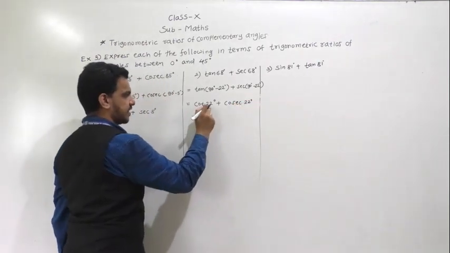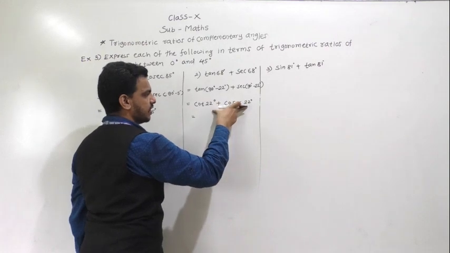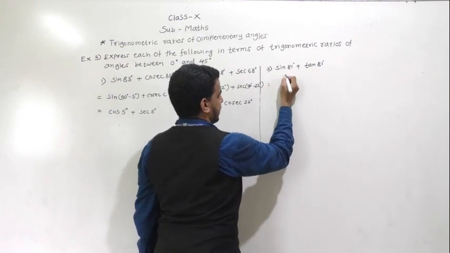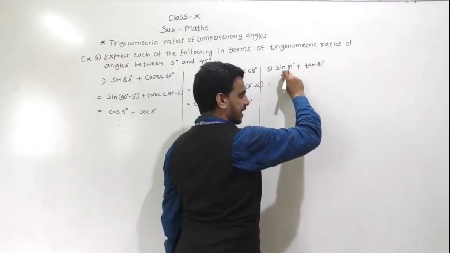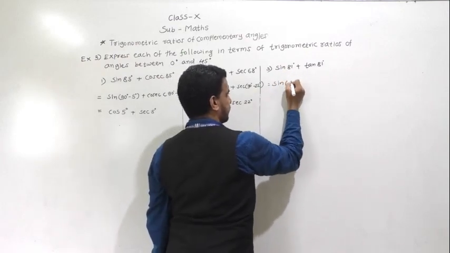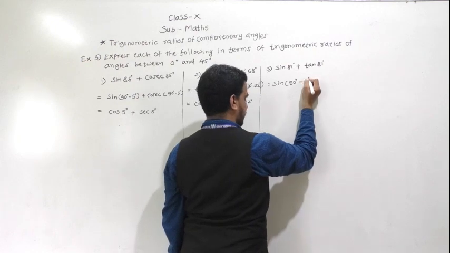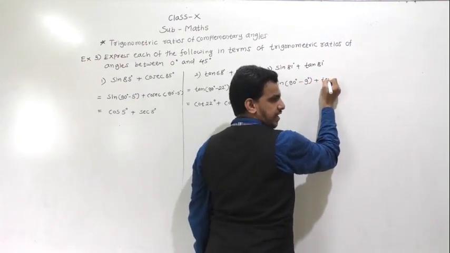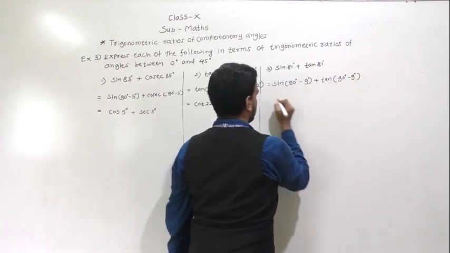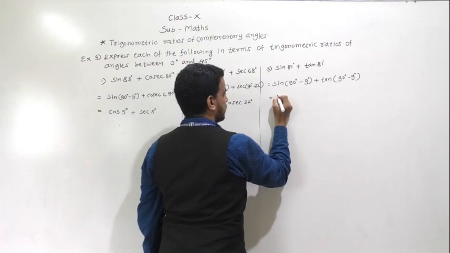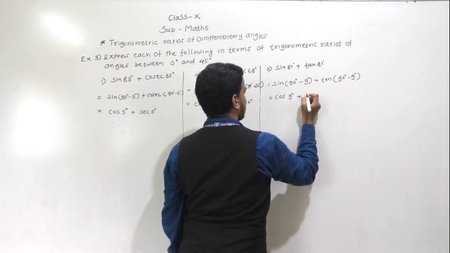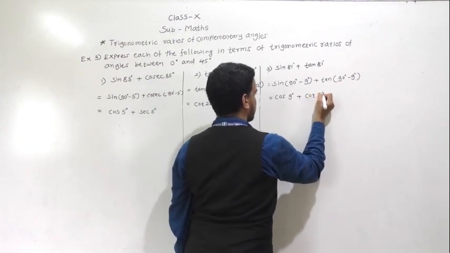Now these angles are between 0 degree and 45 degree. Similarly the third one, sine 81 degree. Now 81 degree and 9 degree are complementary angles. So sine 81 we can write as sine (90 degree minus 9 degree), plus tan 81 degree as tan (90 degree minus 9 degree). Now sine (90 minus theta) is cos theta, so cos 9 degree, and tan (90 minus theta) is cot theta, so that is cot 9 degree.